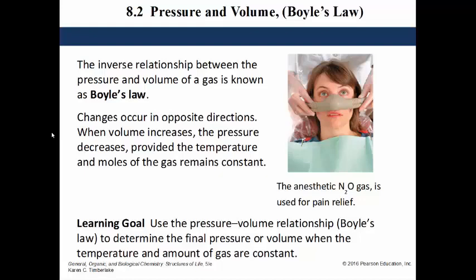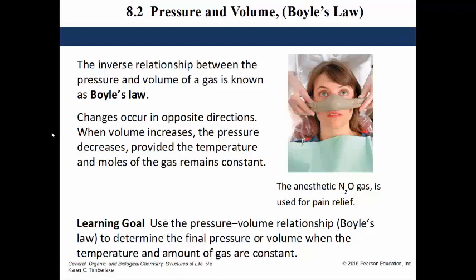Alright, next we'll talk about the relationship between volume and pressure, also known as Boyle's Law. Now the relationship between the two is known as an inverse relationship. What that means is when one goes up, the other one goes down. They are inversely related. And a common example of a way to think of this is how you breathe with your lungs.